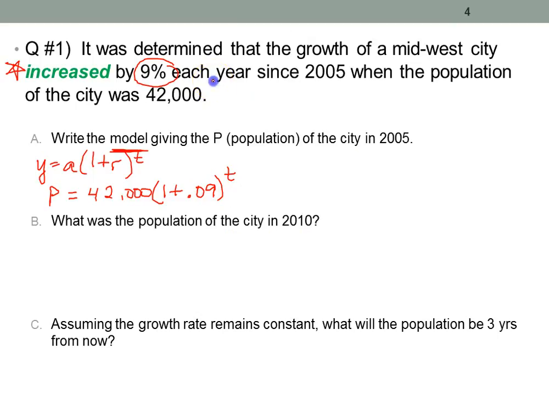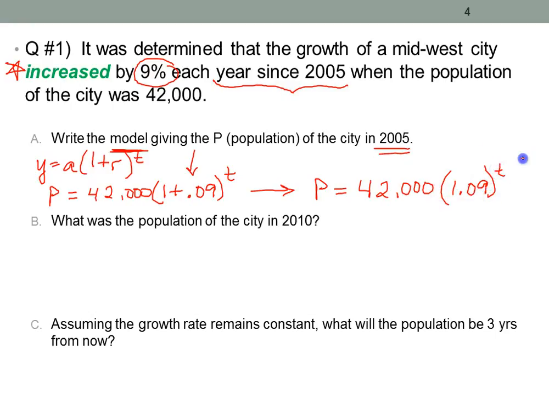It says the equation is starting in the year 2005, so when they ask us to write the equation out, make sure you have both variables. The only thing you need to do to finish it out is figure out this percentage in here. P equals 42,000, and when we add that together, we get 1.09 to a power of t. This is our model. This is our equation.